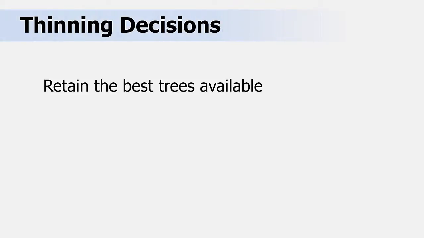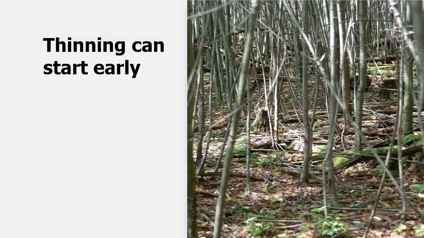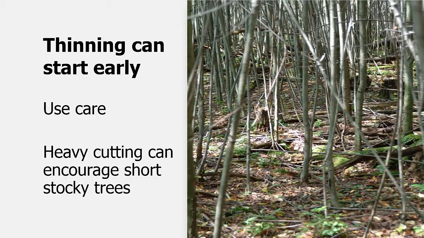When making thinning decisions, landowners and managers retain the best trees available, and the definition of best trees varies depending on objectives and needs. Thinning can start relatively early in a stand's development, once the individual crowns have begun to define their competitive position. Even in relatively young stands, the crown definition is obvious. Use care in early thinning operations, as heavy cutting can encourage short, stocky trees.